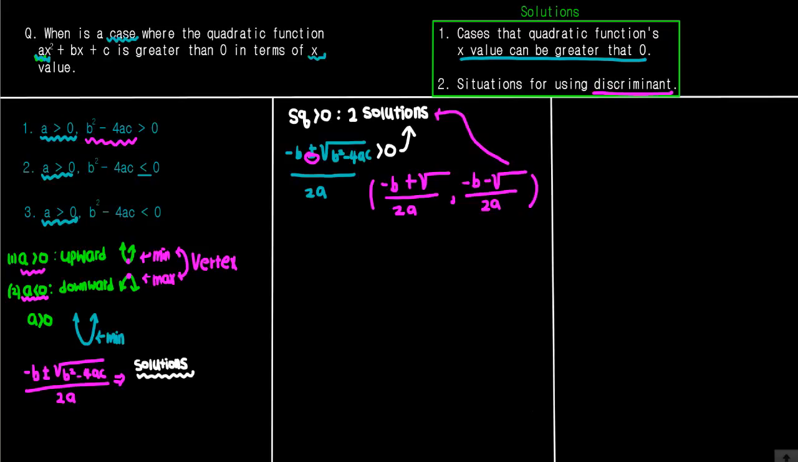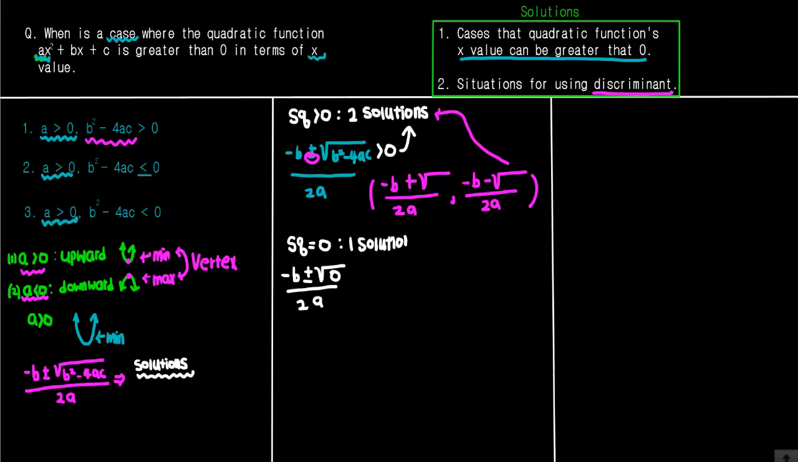Let's think about the other cases. When the value inside the square root is equal to 0, it will be negative b plus or minus the square root of 0, over 2a, which only contains 1 solution.